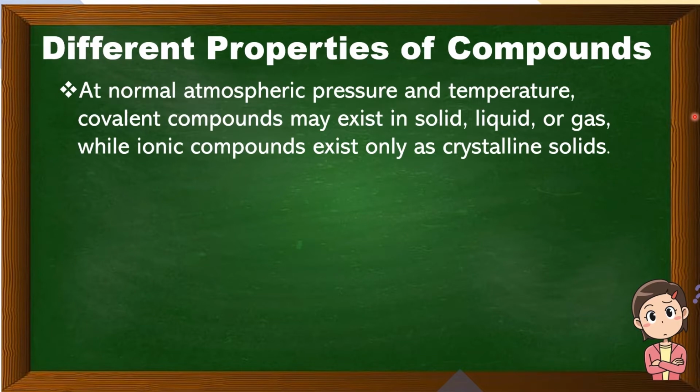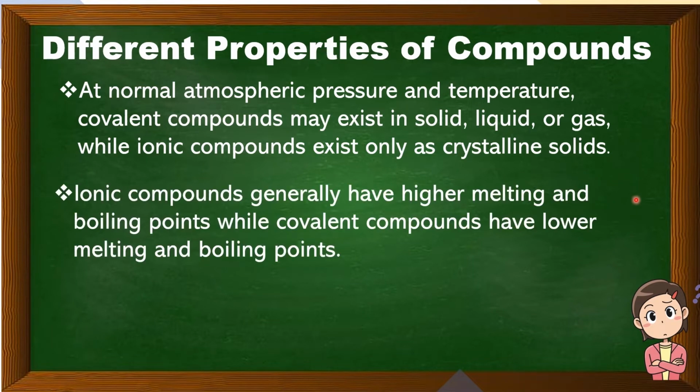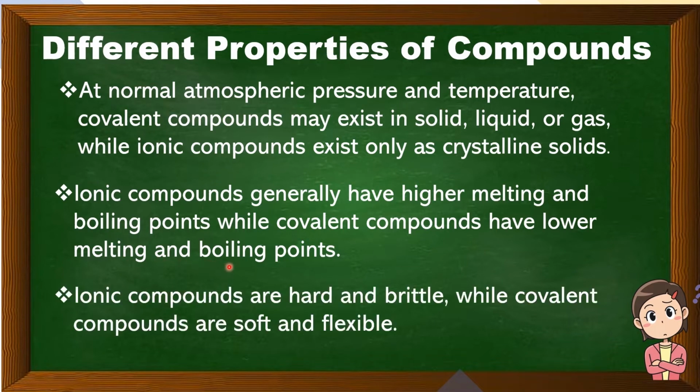At normal atmospheric pressure and temperature, covalent compounds may exist in solid, liquid, or gas, while ionic compounds exist only as crystalline solids. Ionic compounds generally have higher melting and boiling points, while covalent compounds have lower melting and boiling points. Ionic compounds are hard and brittle, while covalent compounds are soft and flexible. I want you to take note of those properties.